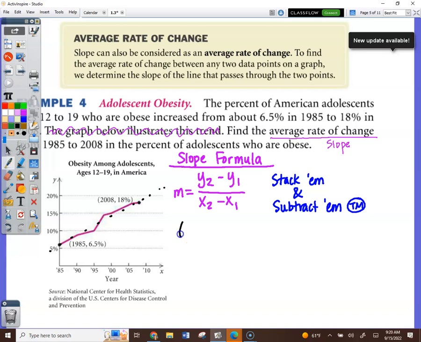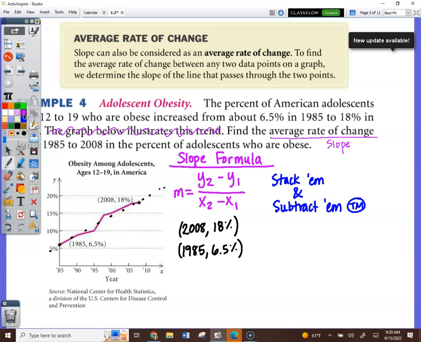I'm going to stack them. We've got 2008. Now, when I do 18%, you can change it to decimal if you want, or you can leave it in percent form. Then we've got 1985 and 6.5%. This is what I mean by stack them. Here's why it's helpful to stack them: because now your y coordinates are stacked and your x coordinates are stacked. So when you go to plug this in, you don't accidentally swap positions of your x's and your y's.